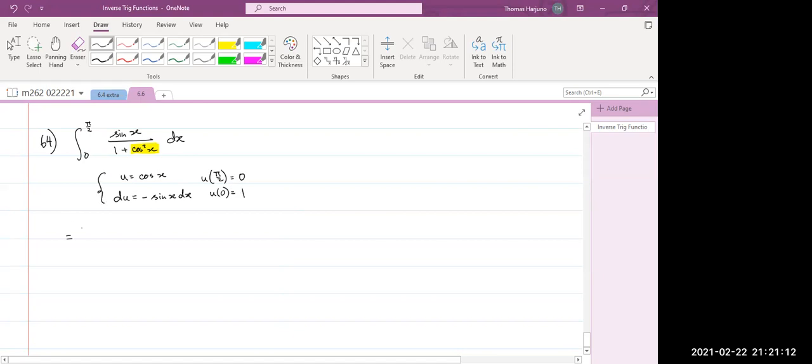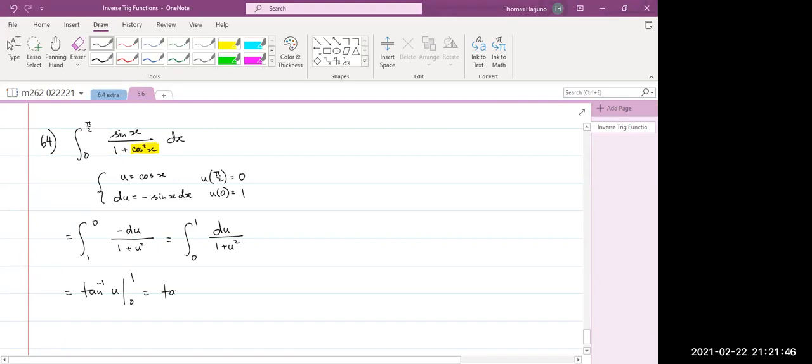So this integral now becomes the integral from 1 to 0. Sine x dx is negative du over 1 plus u squared. I will reverse the order of integration and absorb the negative. This will be tangent inverse of u from 0 to 1.